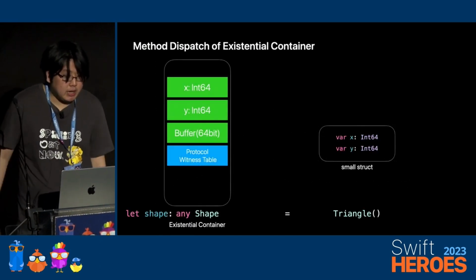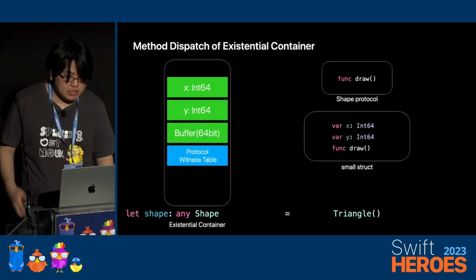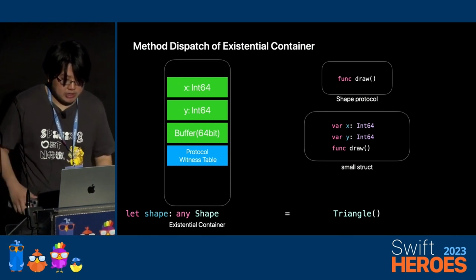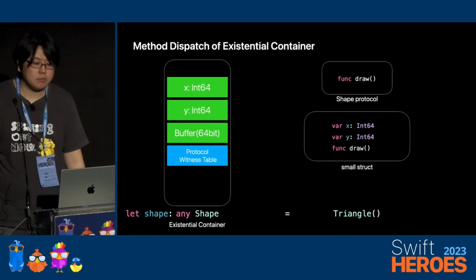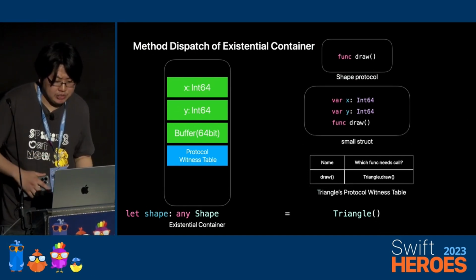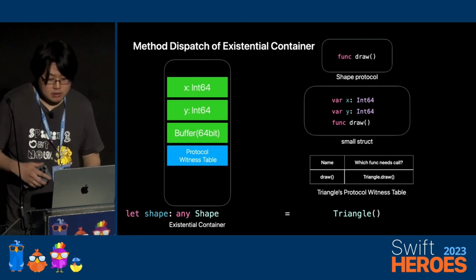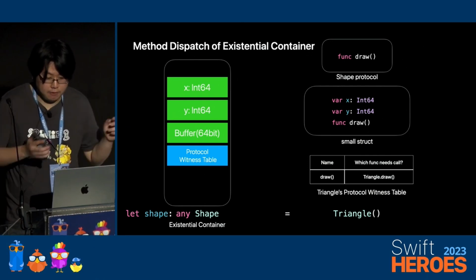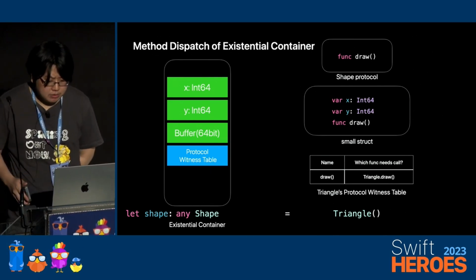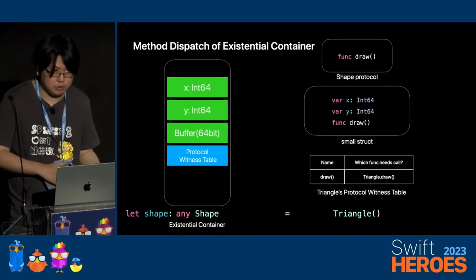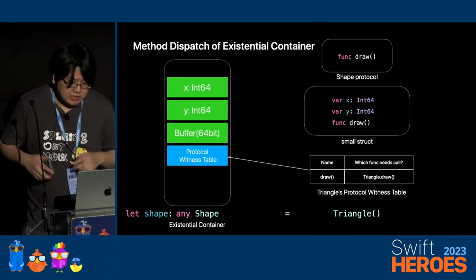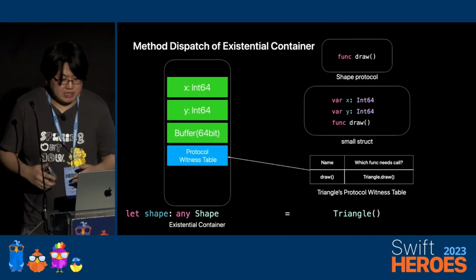Let's explore the triangle type again. Shape protocol now has a function named draw, so we need to implement triangle.draw. Triangle's protocol witness table is generated as type information if the protocol has a function. This table maps the protocol function to the conforming type's implementation. In triangle's protocol witness table, shape.draw is mapped to triangle.draw. Triangle's protocol witness table is assigned to the container when a value is assigned to the container.